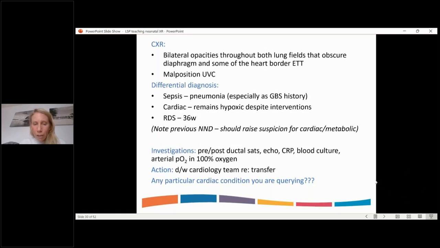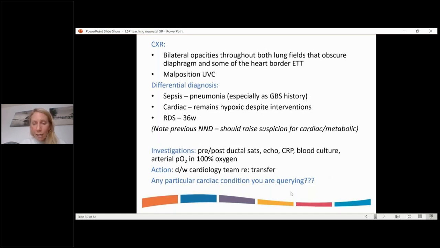So what we want to be doing is looking for why the baby might still be hypoxic. So pre and postductal sats, obviously you're going to start antibiotics, an echo if you can, and you want to try and see what the arterial PO2 is in 100% oxygen. So as well as can the sats increase on the monitor, do you actually get an appreciable change in your arterial oxygenation? And you want to discuss with the cardiology team re transfer.